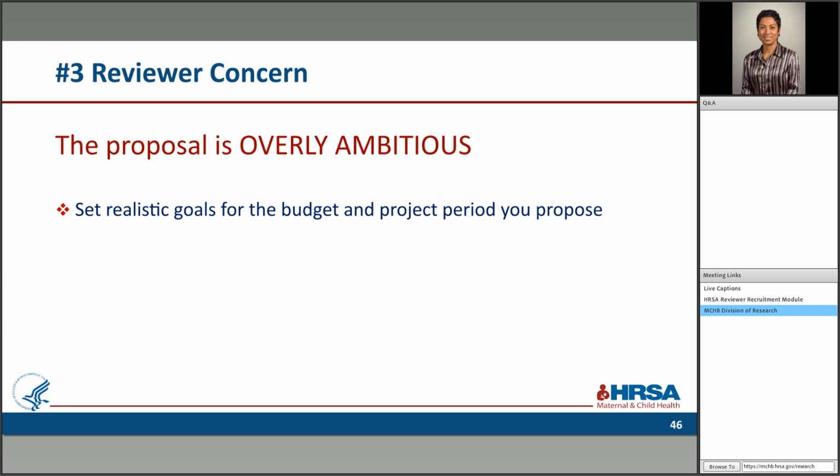The third reviewer concern is the proposal is overly ambitious given the project period, funding level, experience of the research team, access to data, potential barriers, etc., and deemed unlikely to be successfully implemented.